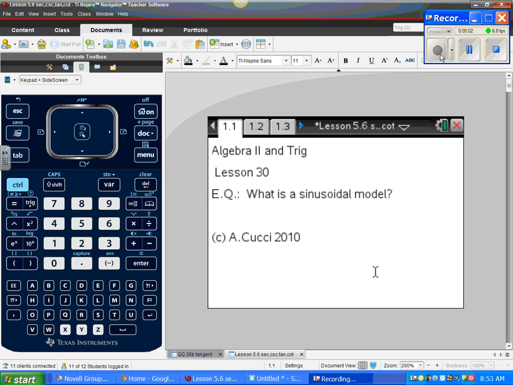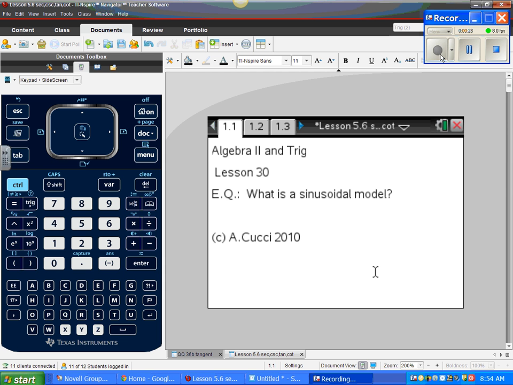All right, so today what we're going to be talking about is sinusoidal models, okay? Essentially, what that is, it's word problems with trig functions, okay? So we're going to learn how to read carefully, write down what we see, and pick the important things out, okay? Reading is going to be incredibly important. You have to know how to read.